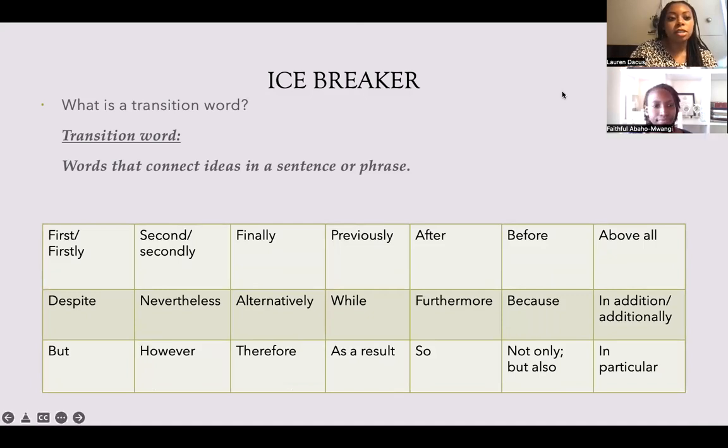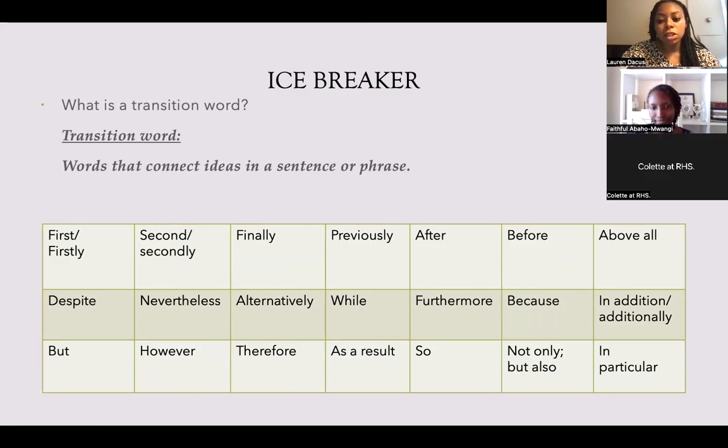Firstly, first, secondly, second, finally, previously, after, before, above all, despite, nevertheless, alternatively, while, furthermore, because, in addition / additionally, but, however, therefore, as a result, so, not only, but also, in particular.